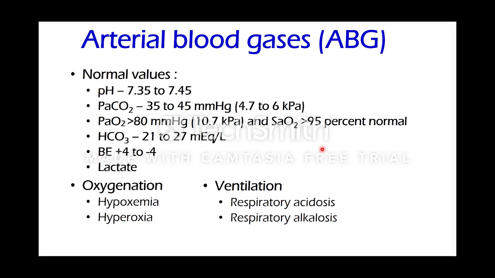And there are many other parameters that can be measured by the blood gas, like the hemoglobin and the electrolytes, but one of the very important aspects of the arterial blood gas is measurement of lactate, to give us an idea about perfusion and metabolic status. So in short, the arterial blood gas gives us the idea about the oxygenation, whether there is hypoxemia or hyperoxia, and also the ventilation, whether there is respiratory acidosis or respiratory alkalosis.